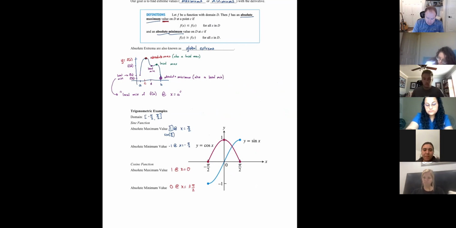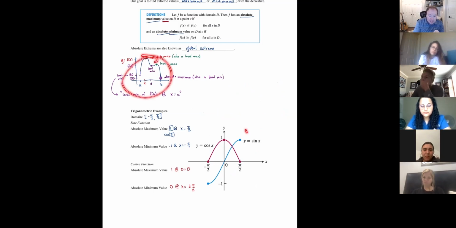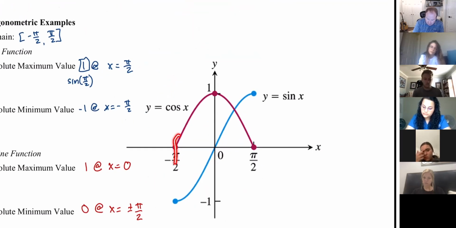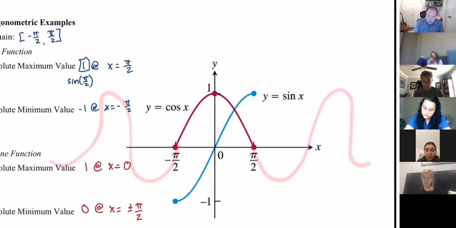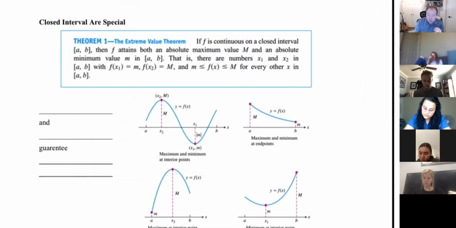Notice on the example up here above and down here below, these are on a closed interval. A closed interval just means that it's going to be restricted to some part of the domain, like negative pi over 2 to pi over 2. In general, sine's domain or cosine's domain goes on forever. So there's something known as the extreme value theorem.